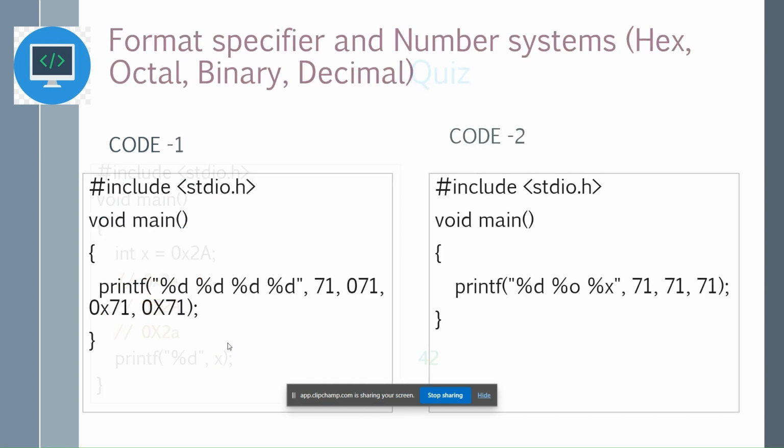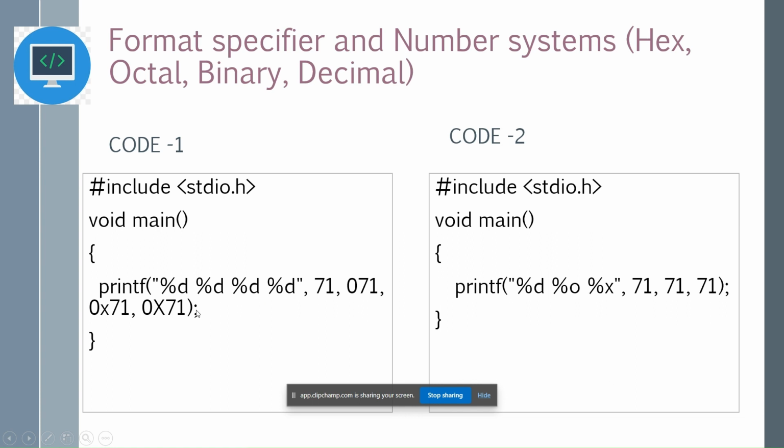Now let's jump into today's topic, which is related to the number system that we did in the previous question, and also on the format specifier. There are two codes which are almost equivalent. First we'll go with code 1. We have hash include stdio.h in both because we are using printf. Then void main, which is the entry point. In the first code we have percentage d, and the parameter it will print is 71. Next percentage d 071, percentage d 0x71, percentage d 0 capital X 71.